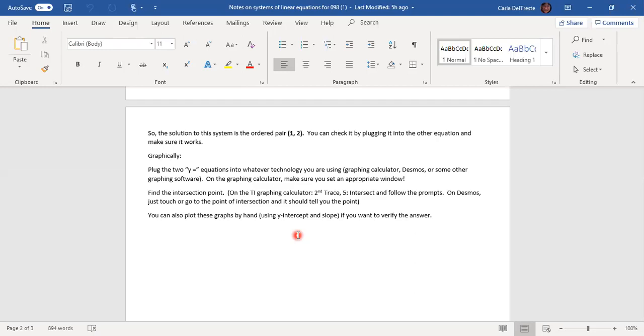So you can always use Desmos or some other graphing software. There's some other things out there. GeoGebra is another graphing software. These are all free. All you have to do is go to their website.